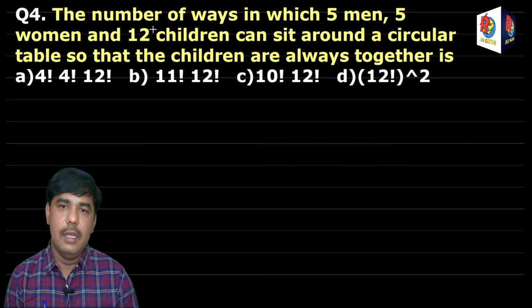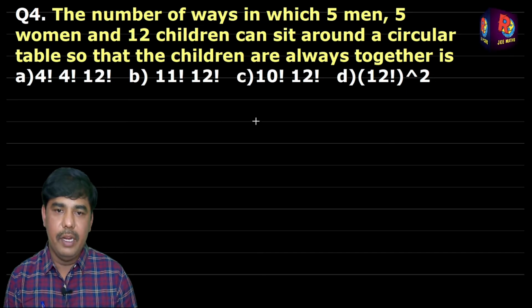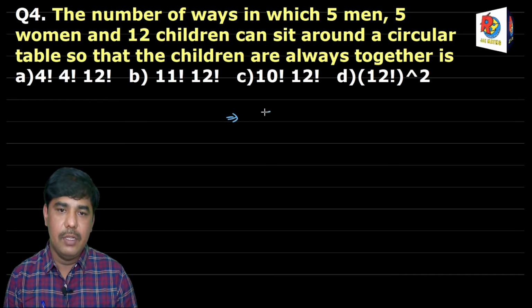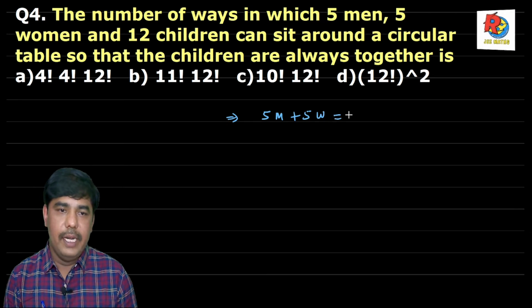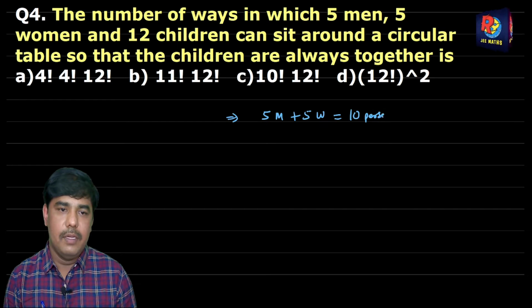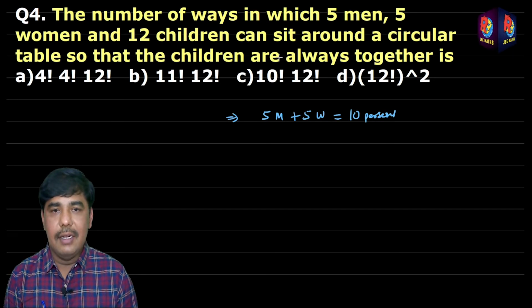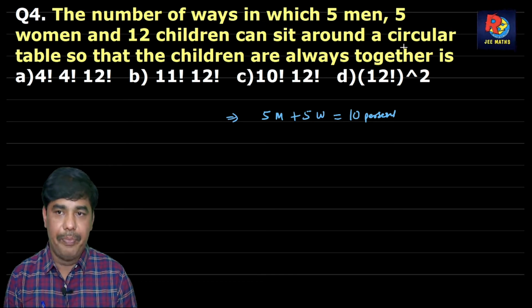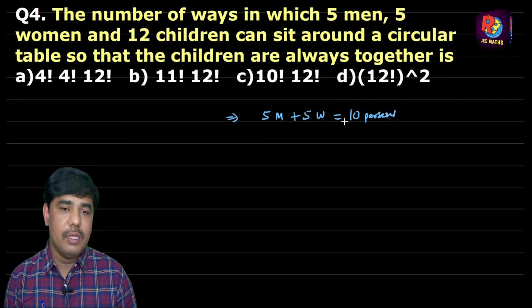In this case, the number of ways in which 5 men and 5 women, so just you can observe this, 5 men plus 5 women. And these will be treated as a total of 10 persons. 5 men, 5 women, 10 persons. Now 12 children can sit around a table so that the children are always together. The children want to sit together.